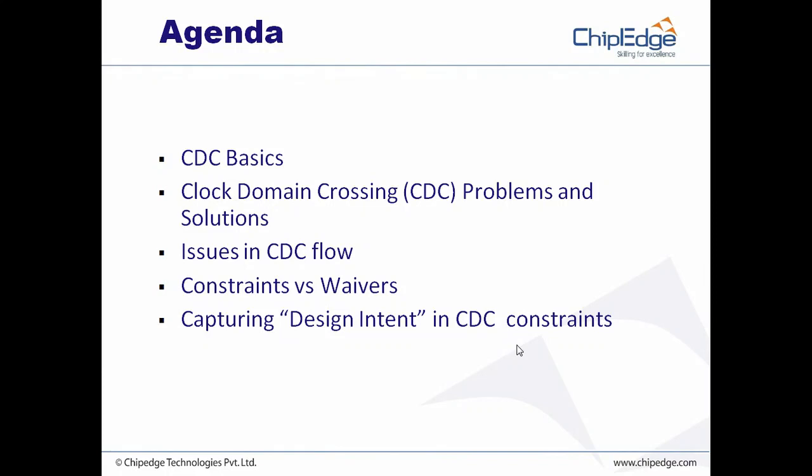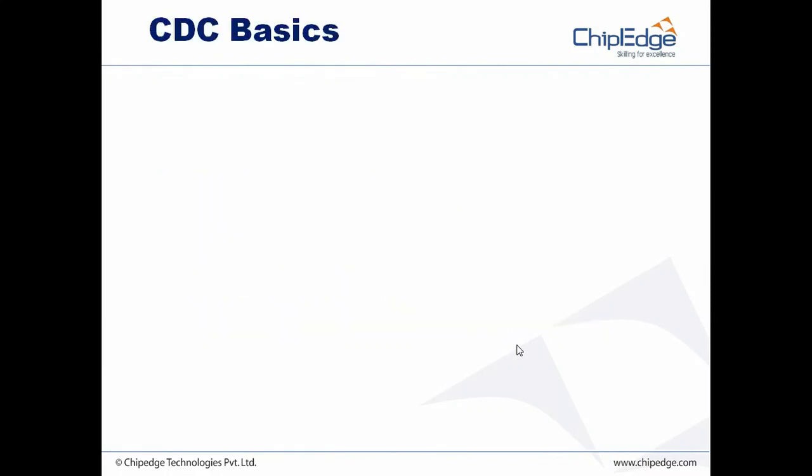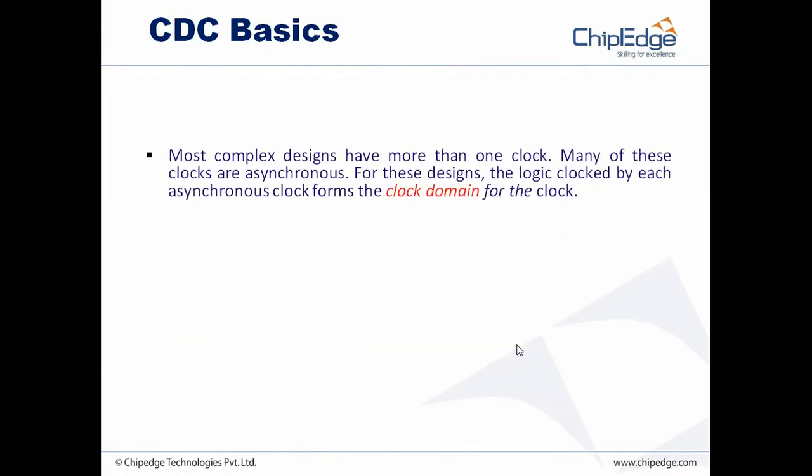Okay, this is our agenda, and the first thing is CDC basics. So why are we doing CDC, and what does CDC mean? Most complex designs have more than one clock. Earlier, say some 10 years back, there were IPs and SOCs working on one particular clock, and that too a very slow clock.